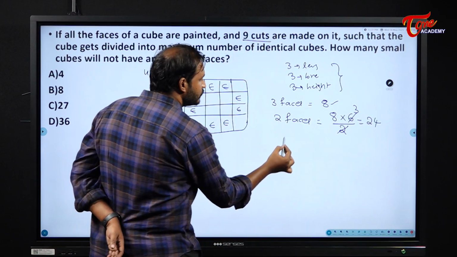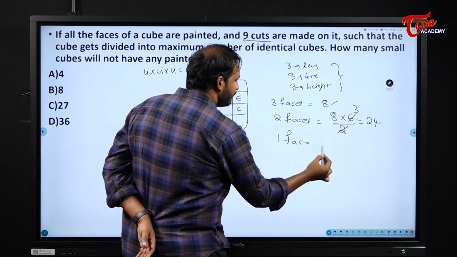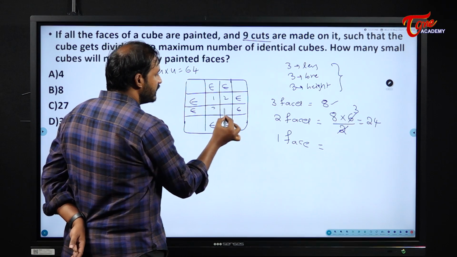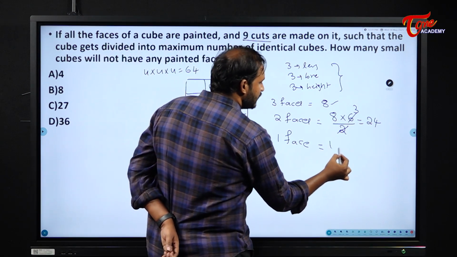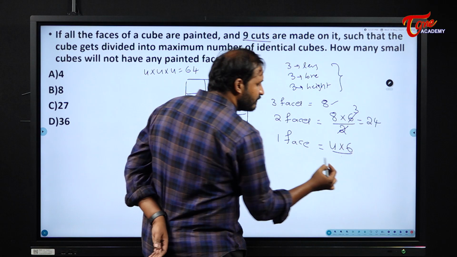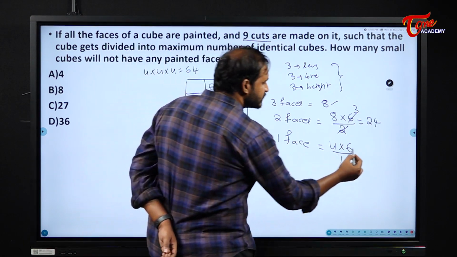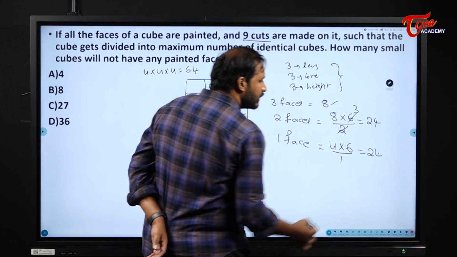Okay, next how many cubes will get paint on one face? The face cubes. 1, 2, 3 and 4. So 4 and 6 and each face cube will be shared by only one face by 1. So 4 6 are 24. Okay, now no paint.